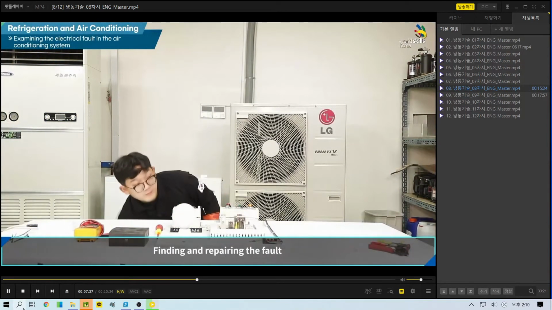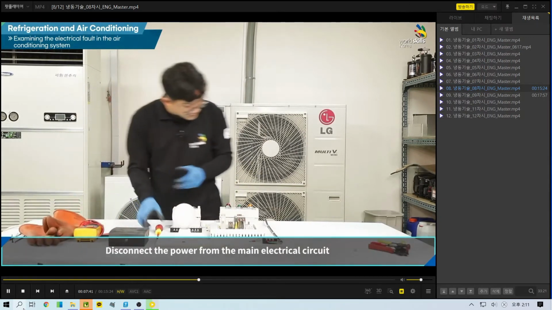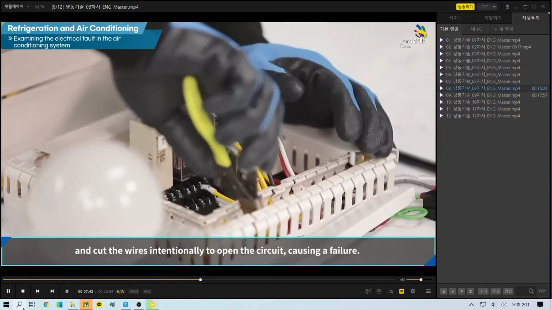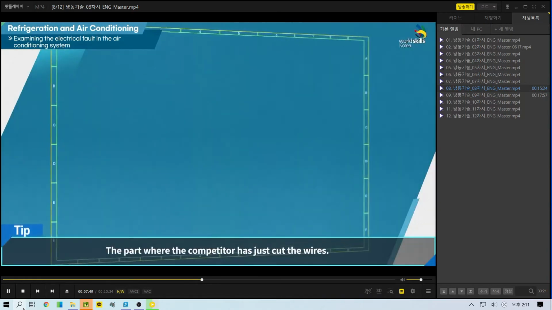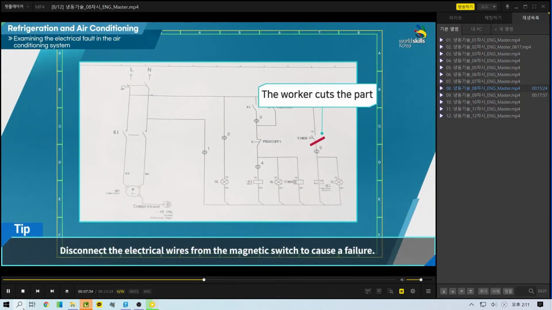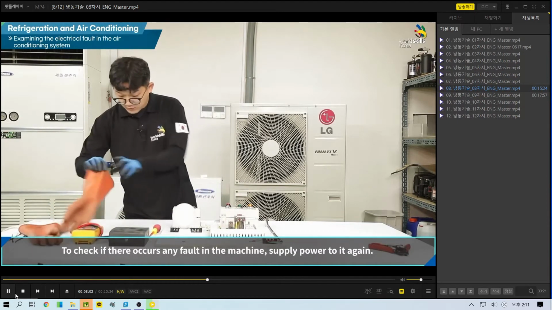The process of finding and repairing the fault. Disconnect the power from the main electrical circuit and cut the wires intentionally to open the circuit, causing a failure. At the part where the worker has just cut the wires, the failure is caused by disconnecting the wire that is connected to the magnetic switch. To check if any fault occurs in the machine, supply power to it again.